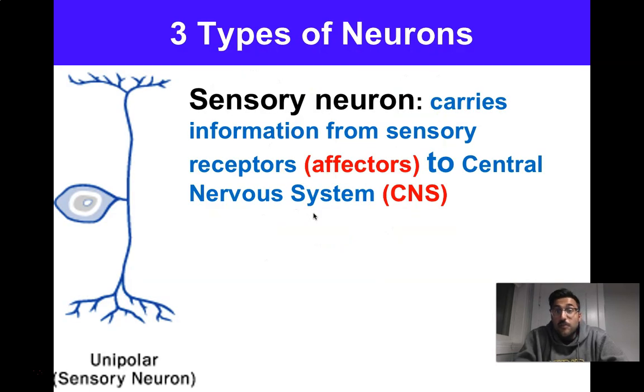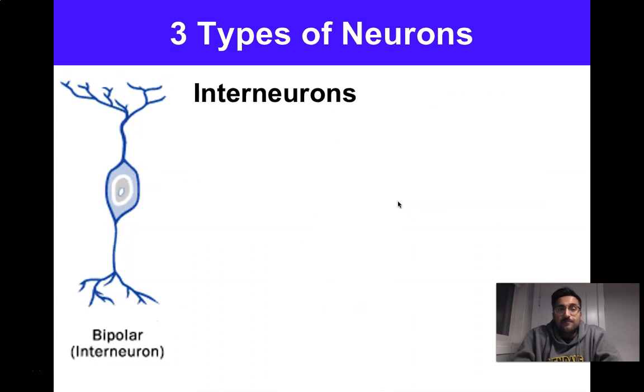Sensory neurons carry information from sensory receptors or affectors to the central nervous system, to the brain or spinal cord. So this is like sensory neurons in your ears, or sensory neurons in your eyes, or sensory neurons in your skin for touch receptors, in your nose for smell, chemoreceptors. We'll talk about each of the sensory systems, eyes, ears, all that stuff throughout the next unit here. But sensory neurons themselves are simply information collectors. They transmit that information into the central nervous system.